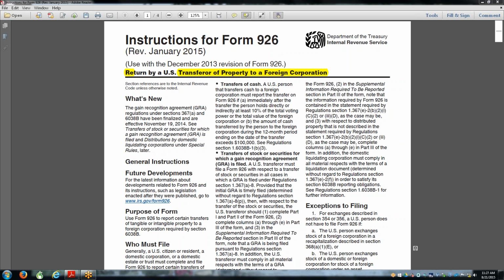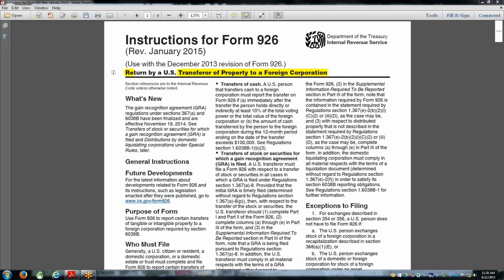The most important tax planning form of them all, Form 926, also the most forgotten. And as the form says right here, return by U.S. transfer or a property to a foreign corporation. This applies to almost every type of capital transfer of any type of asset, cash, property, intangibles, to a foreign corporation, even if you're not a controlled shareholder.